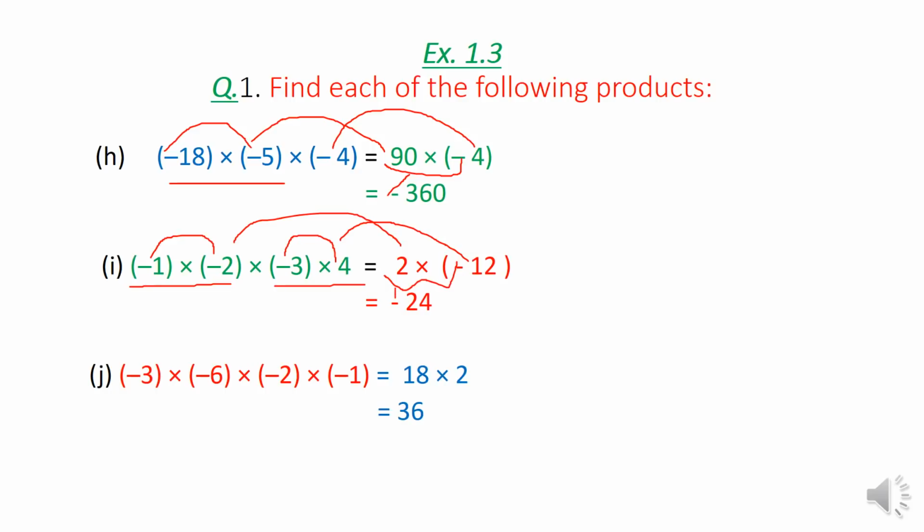Now let us consider the next question J. Minus 3 multiplied by minus 6 is the first group, and minus 2 multiplied by minus 1 will be the second group, because there are 4 integers. When there are 4 integers, you can make groups of 2 and 2 and solve. Minus 3 multiplied by minus 6 will become plus, and 6 3s are 18, so this gives you plus 18. Again minus 2 multiplied by minus 1 will become plus, and 2 multiplied by 1 is plus 2. So 18 multiplied by 2 gives you the product 36.